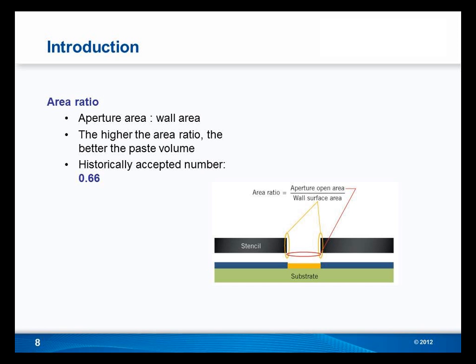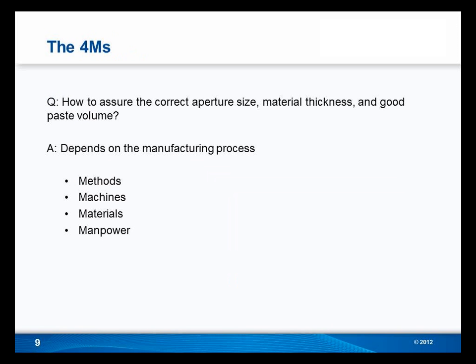And Anna, the 0.66 for the area ratio, that's not necessarily like a rule. Like you don't have to be at 0.66. It's more of a rule of thumb, right? That's correct. So it doesn't mean that at 0.65 you don't get paste release and at 0.67 you do. It's a rule of thumb only. It's not a standard. So it's more of a, if you get 0.66, call it good sort of thing. Right.